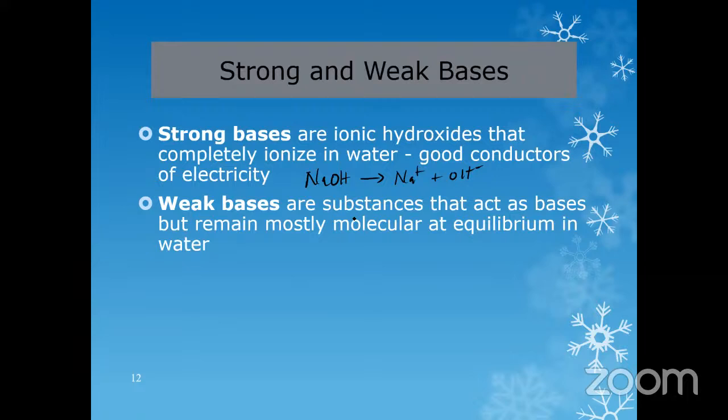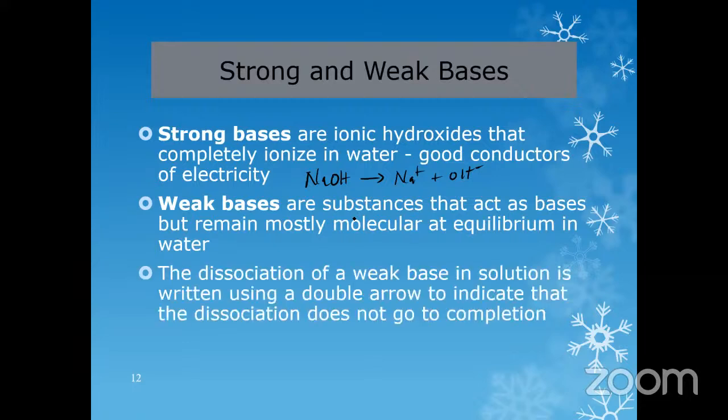Weak bases, on the other hand, are not as strongly dissociating, and therefore the concentration of ions will be low, and so weak bases will be weak electrolytes. An example of a weak base would be ammonia. Now you might be asking, why is ammonia considered to be a base at all? Because if you look at the formula of ammonia, there's no hydroxide. Well, you have to go back to the definition of a base. A base is a substance which, when added to water, produces hydroxide ions.